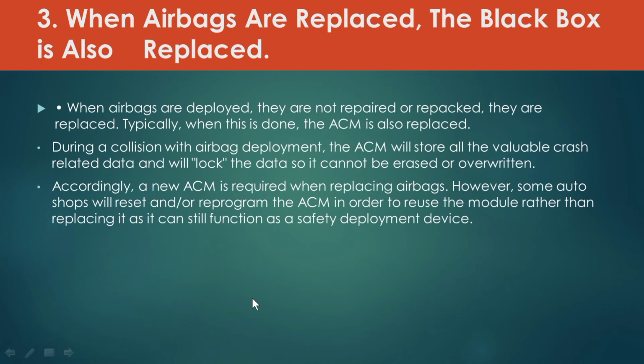Replacing black box instead of airbags. When airbags are deployed, they are not repaired, they are replaced. Typically, the ACM is also replaced. During a collision, the airbag module will store valuable crash related data and will log the data. Accordingly, it is required to replace airbags. Some auto shops will reset and reprogram the ACM to reuse the module rather than replacing it. Still it functions safely for deployment service.